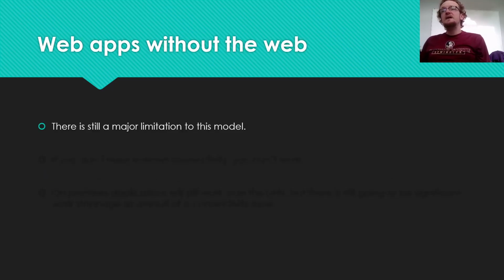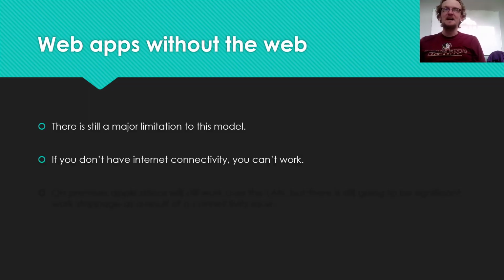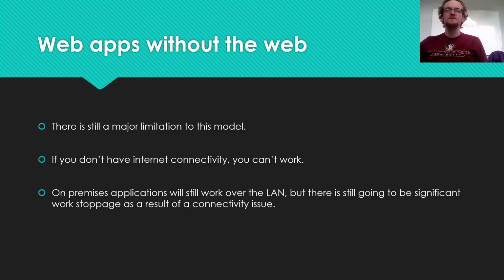So the next huge limitation that we have to deal with in terms of mobile or web applications that don't have access to the internet is that you can't actually use the application to begin with. So if you're in a situation where your entire company uses a web application and the internet to your building goes out, you are dead in the water. You can't actually get any work done.